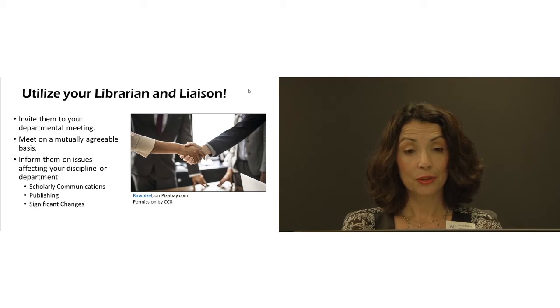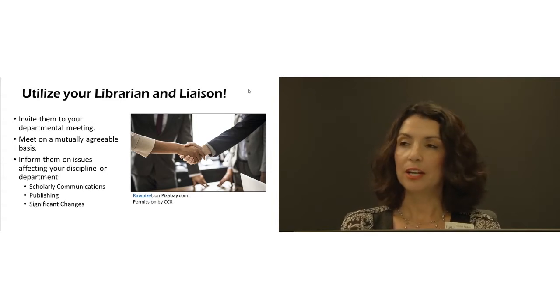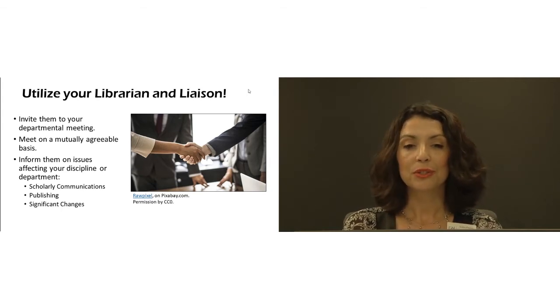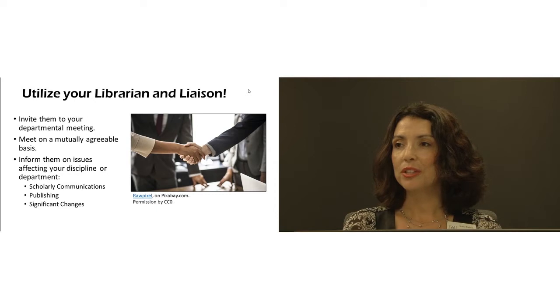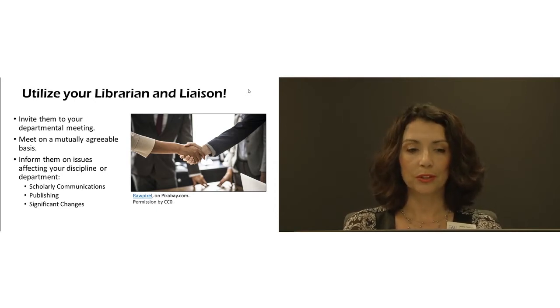And then I think a third way would be to inform the librarian on issues affecting your discipline or department. Scholarly communications is one area. I worked with an instructor who wanted me to tell her students about predatory publishing. This was a professor in the biological sciences area, and she was really concerned that students really didn't know what the difference was. So I was able to come up with some ways to address that with her. Yeah.